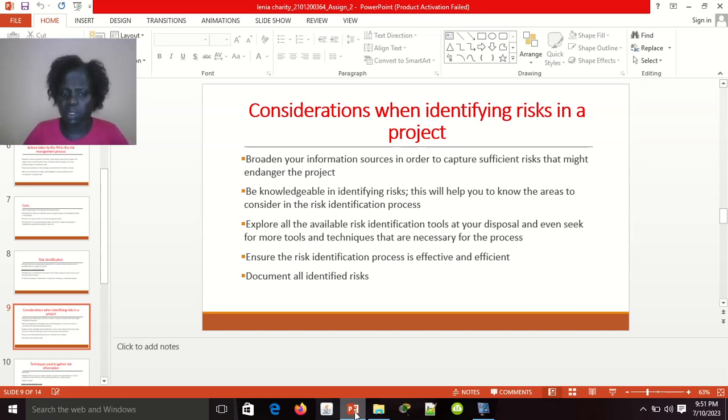Have experience. Explore all the available risk identification tools. You see that there are tools used for identifying risks, so make sure you explore various of them. Ensure that the risk identification process is effective, so that you're getting out what you want: the risks, everything, the causes, the target. If you don't do that, then it won't be effective. So document all identified risks.